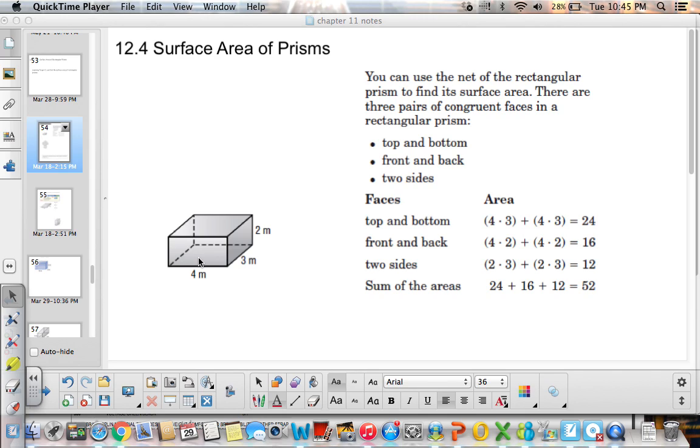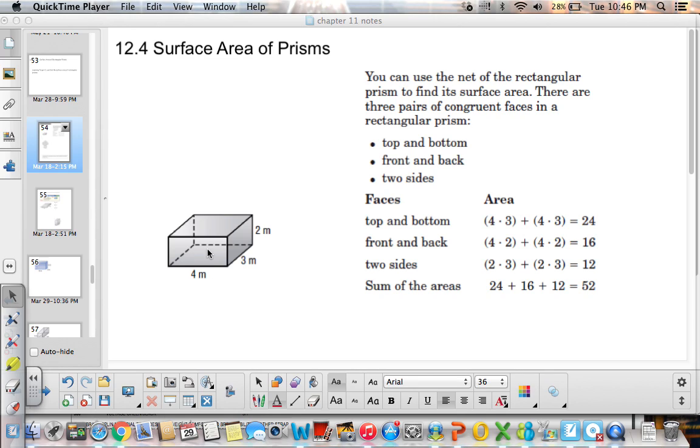Because it's rectangular, we really only need to find one face of each of the corresponding sides, because the other one is equal, and then we can just multiply it by 2. So if we look at this rectangular prism, we can see the area of the top and the bottom. The area of this rectangle on the bottom is 4 times 3, and then we add it to the top, which is also 4 times 3. So 4 times 3 is 12, plus 12, we get 24 for the area of the top and the bottom.